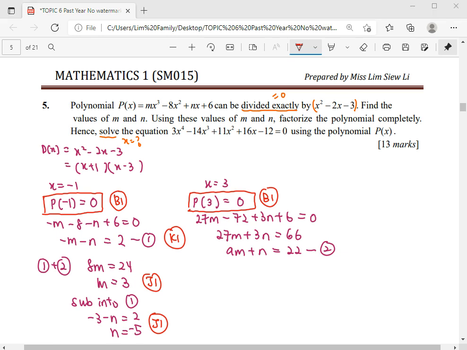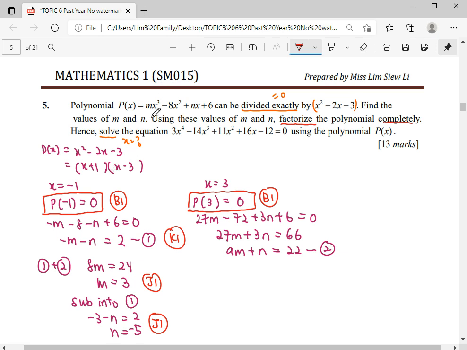So we continue. They say use this m and n value, so our polynomial here will be complete. This one will be 3x cubed, negative 8x squared, negative 5x plus 6. We have to factorize it completely, so we have to find out what its factors are. One of the factors is this quadratic, and this quadratic can be factorized. We can find here 2 linear factors.